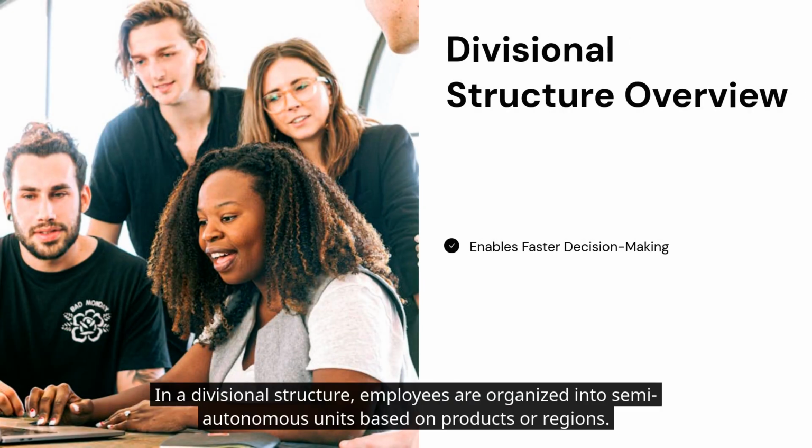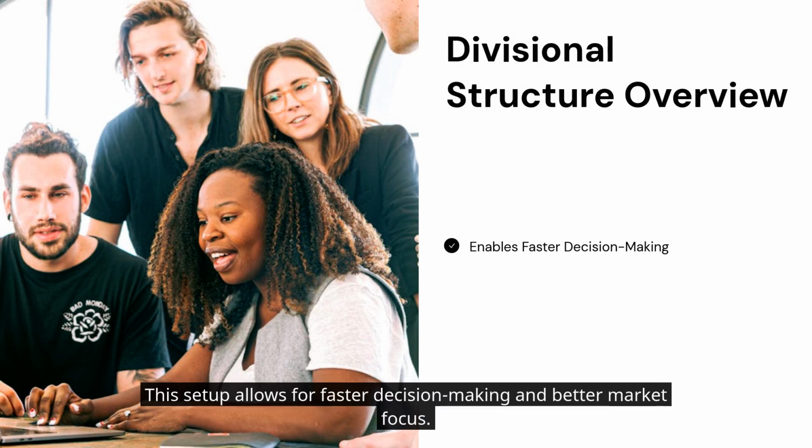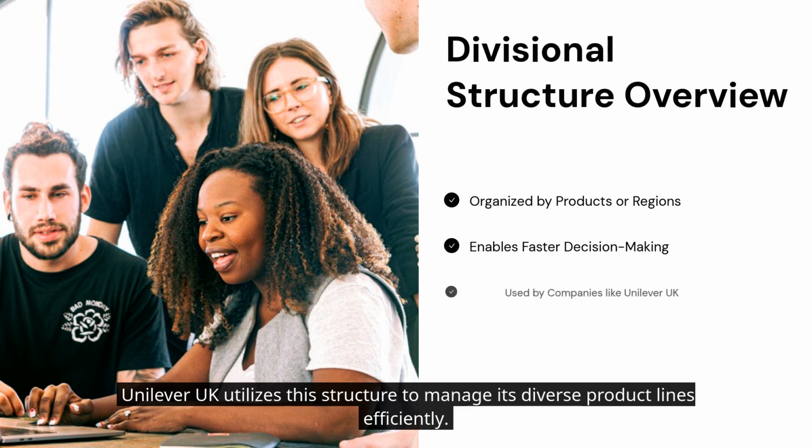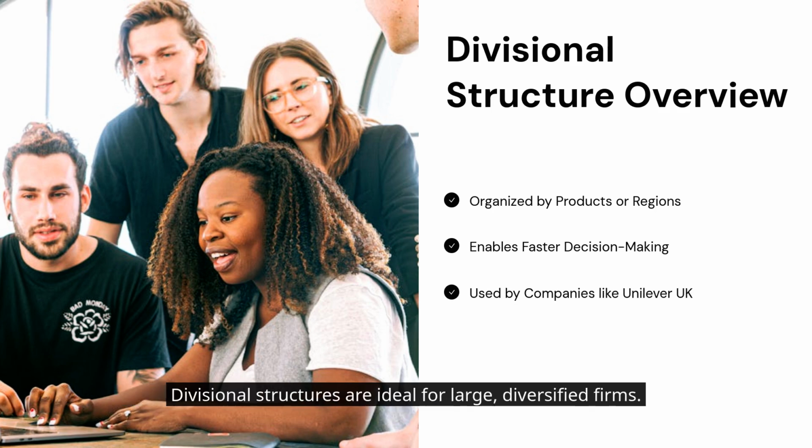In a divisional structure, employees are organized into semi-autonomous units based on products or regions. This setup allows for faster decision-making and better market focus. However, it may lead to resource duplication and inconsistency. Unilever UK utilizes this structure to manage its diverse product lines efficiently. Divisional structures are ideal for large, diversified firms.